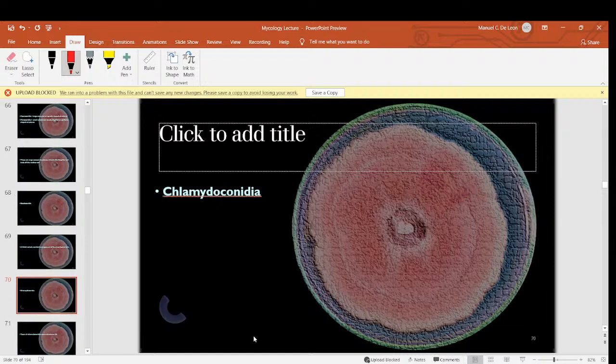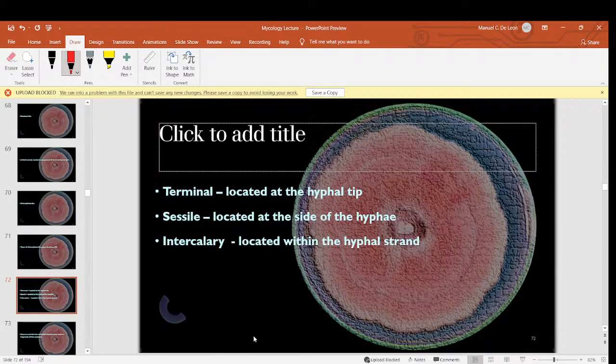This is your chlamydoconidia, and there are three types of chlamydoconidia in general. One is the terminal chlamydoconidia. The other one is sessile, and the next one is your intercalary. What's the difference between these three? Terminal is located at the tip, pretty straightforward. Sessile is on the side of the hyphae, similar to that of a microconidia, while intercalary is located within the hyphal strand.